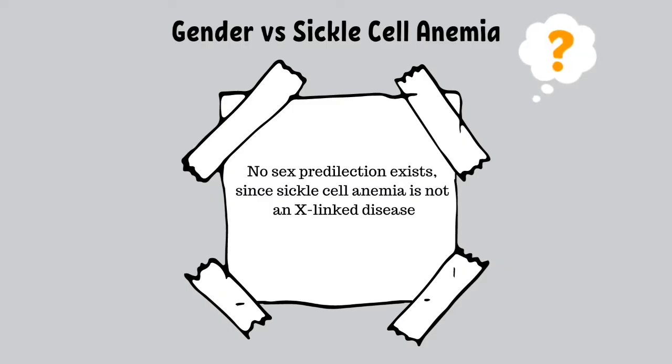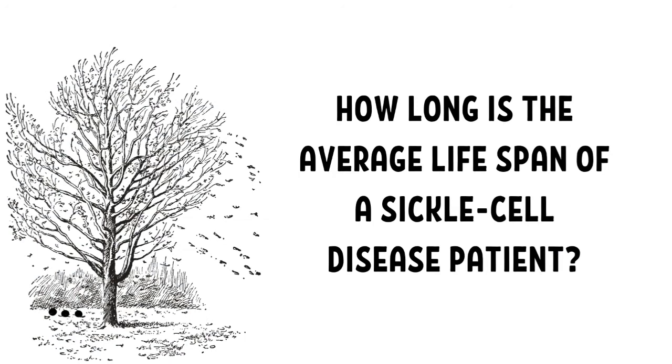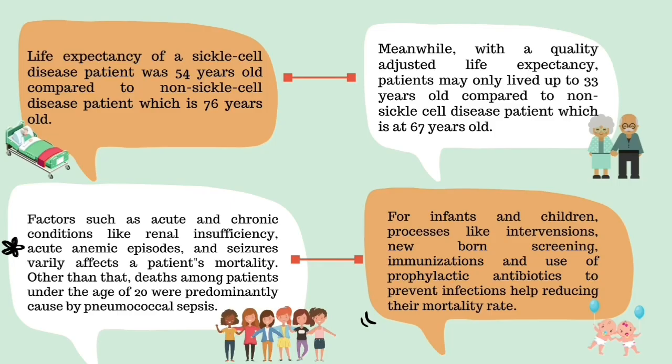Is there any relationship between sickle cell anemia and gender? Essentially, there is no gender or sex predilection, since sickle cell anemia is not an X-linked disease. Moving on to the next question. How long is the average lifespan of a sickle cell disease patient? The average lifespan of a sickle cell disease patient is 54 years old, compared to a non-sickle cell disease patient, which is 76 years old.